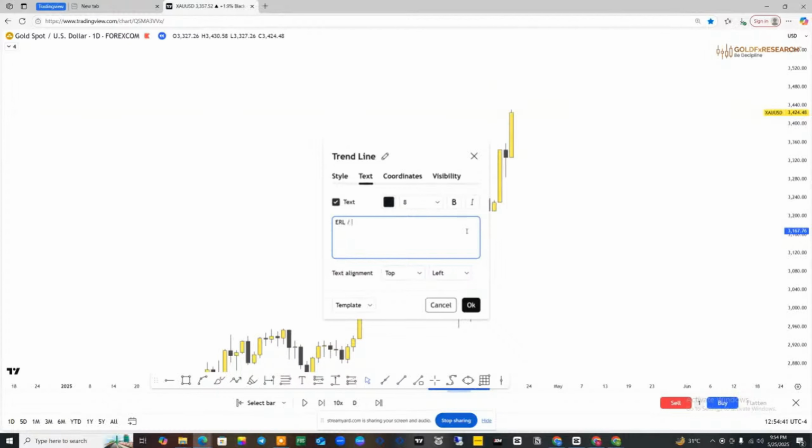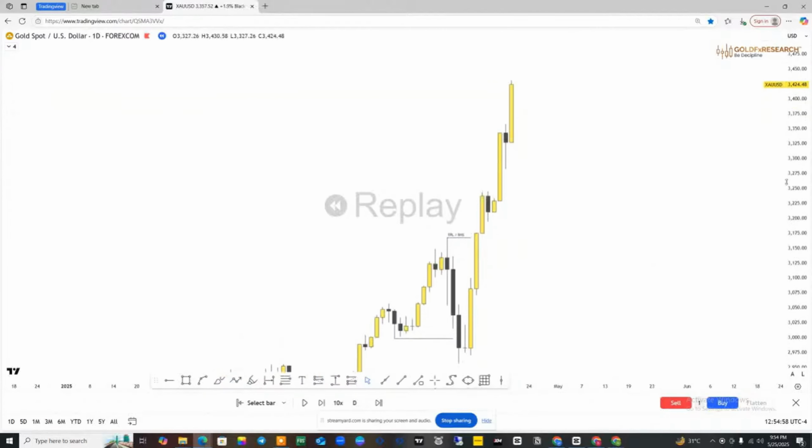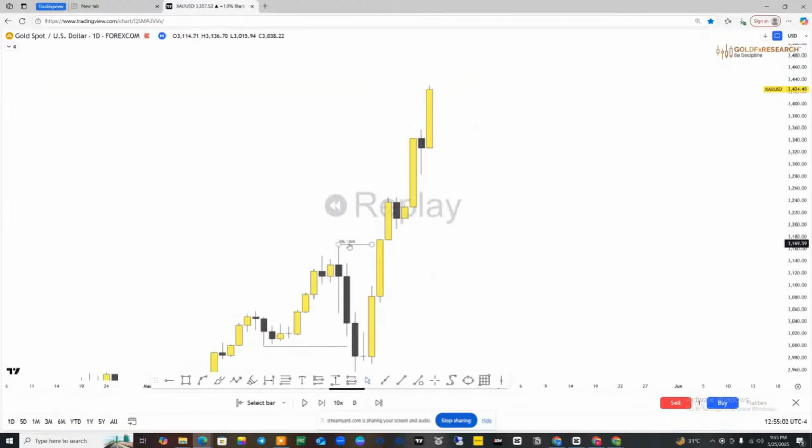I write this as ERL. Some people also refer to this as BMS. Both are fine for you. What does ERL indicate? It indicates liquidity. That liquidity was grabbed here. And what does BMS indicate? It shows your structure shift or structure break. BMS, market structure break. All right. So we've covered ERL and BMS.